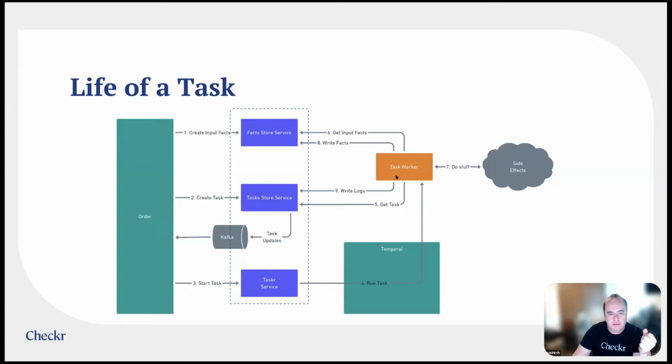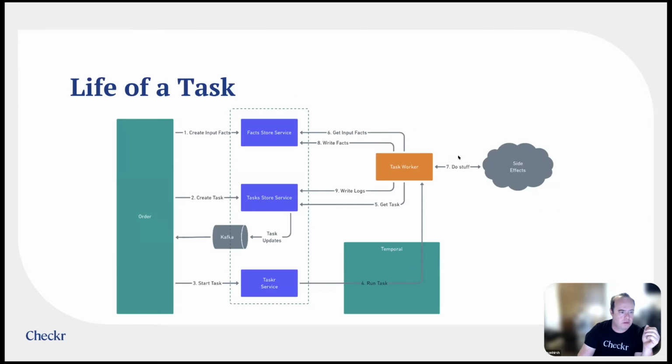When it's done, it writes the fact that it produces, mentioned in the task store, and updates the order with a Kafka message in order to run. Essentially, you don't need to understand all this to understand Checkr. Essentially, we abstract screenings as Taskr workflows. That's the main thing.